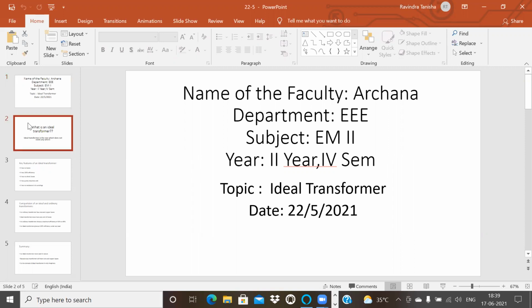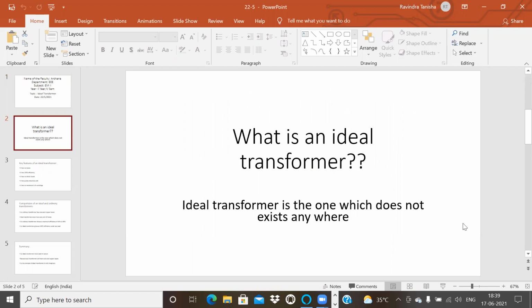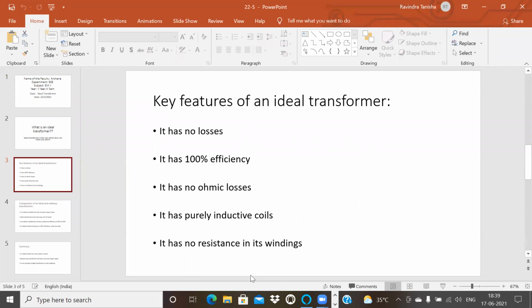So what is an ideal transformer? How can you define an ideal transformer? An ideal transformer is the one which does not exist anywhere. That means there is no practical transformer which is ideal in nature. So why are we saying like that? Because an ideal transformer is the one which has no losses at all. That means losses are 0%, which means the efficiency is 100%.